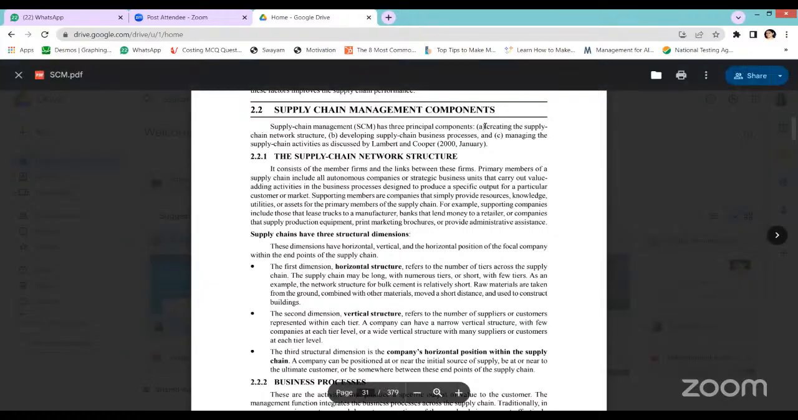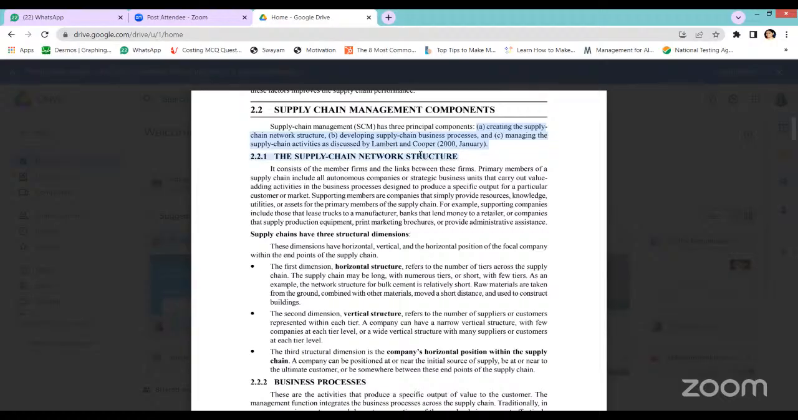The first one is creating the supply chain network structure. The second one is developing the supply chain business process. And finally, managing the supply chain activities, as given by Lambert and Cooper in 2000. These are the three components of supply chain management.